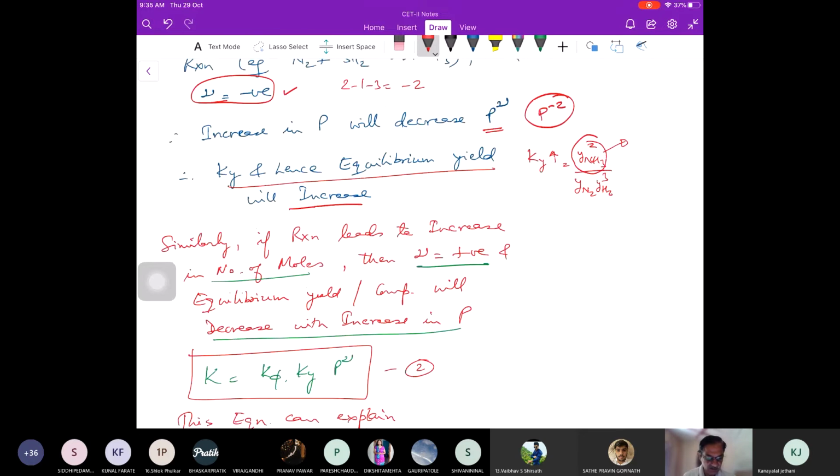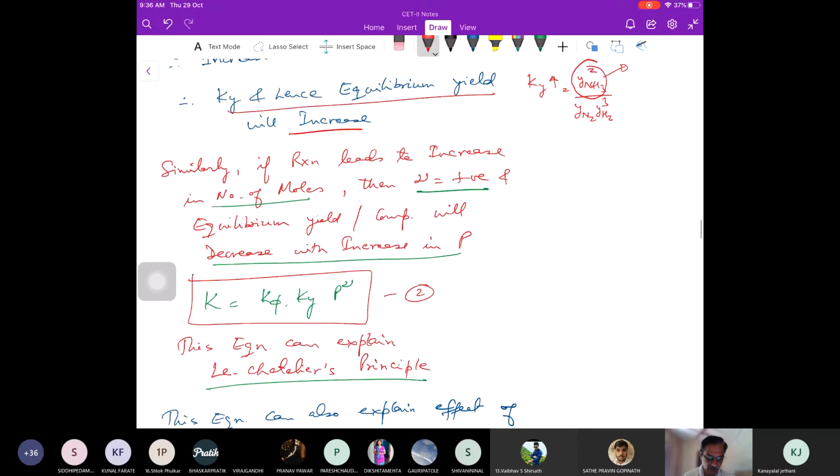The reaction leads to increase in number of moles, right? जैसे A raised to A gives 2B देखा था हमने, right? So in that case, nu is equal to +1 हो जाएगा, 2 minus 1. So nu is positive, and equilibrium yield or composition will decrease with increase in pressure. That means अगर P raised to power of nu पॉजिटिव है तो ये टर्म पॉजिटिव रहेगा, प्रेशर इंक्रीज हुआ तो ये इंक्रीज होगा, ये इंक्रीज हुआ तो Ky डिक्रीज होगा, Ky डिक्रीज हुआ तो essentially it will favor the reactants, तो रिवर्स रिएक्शन होगा.